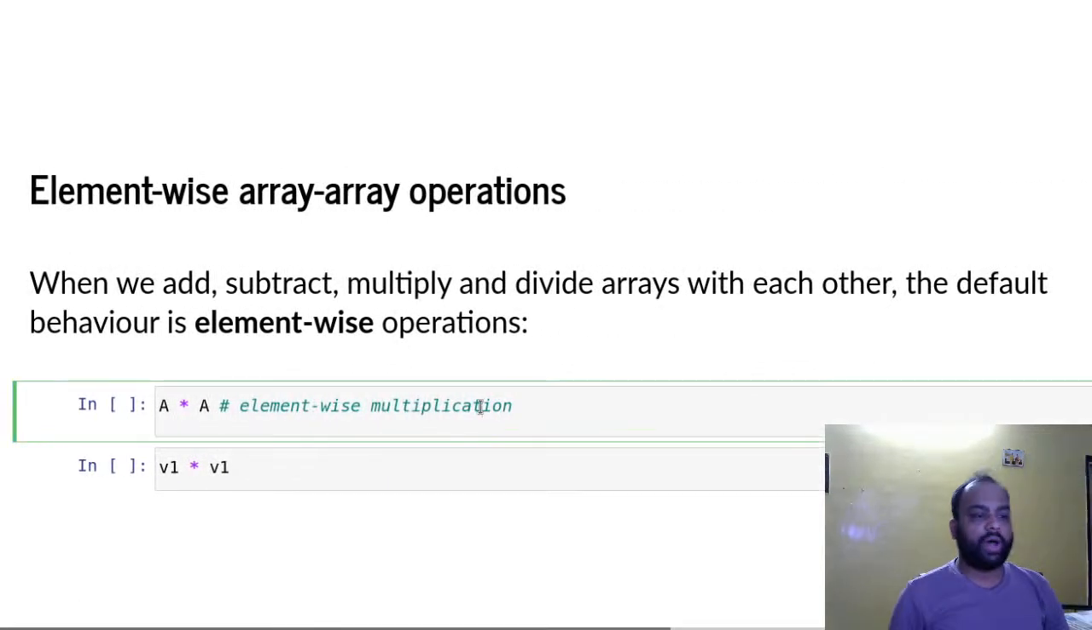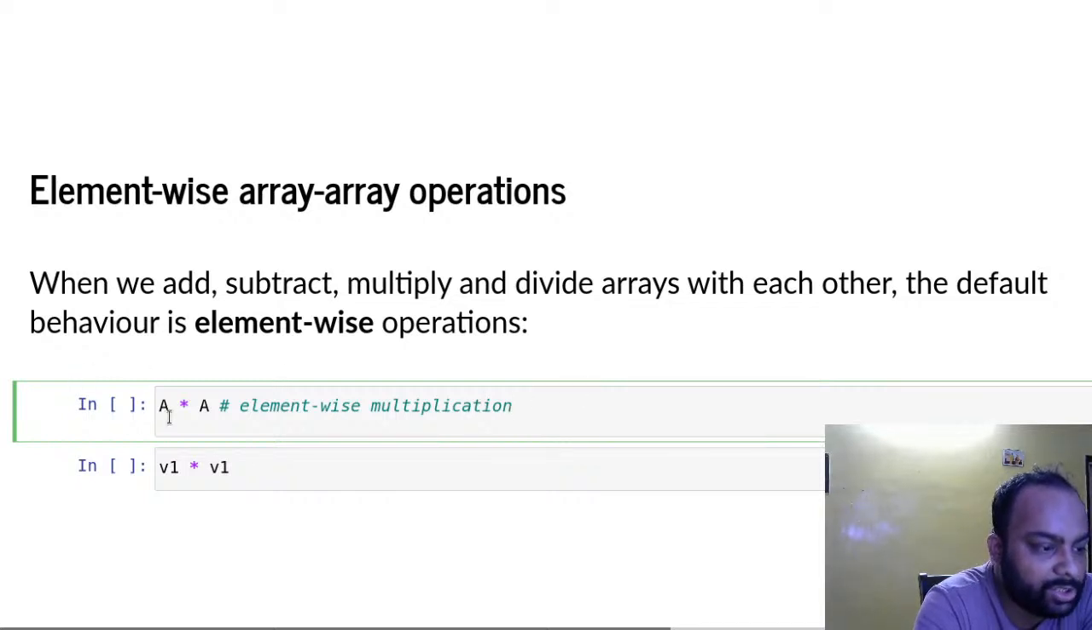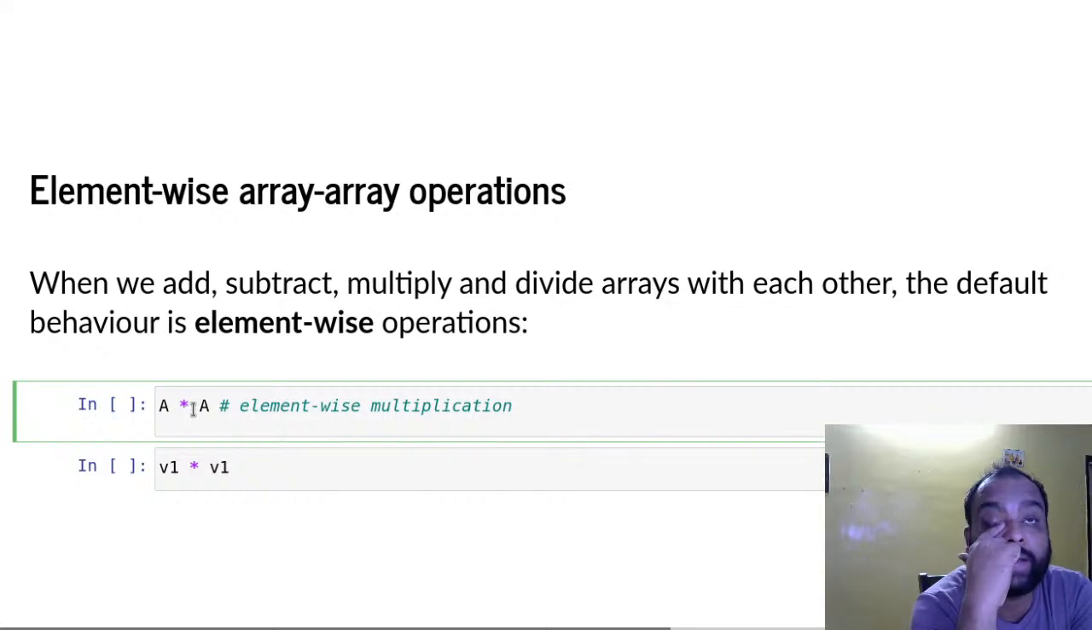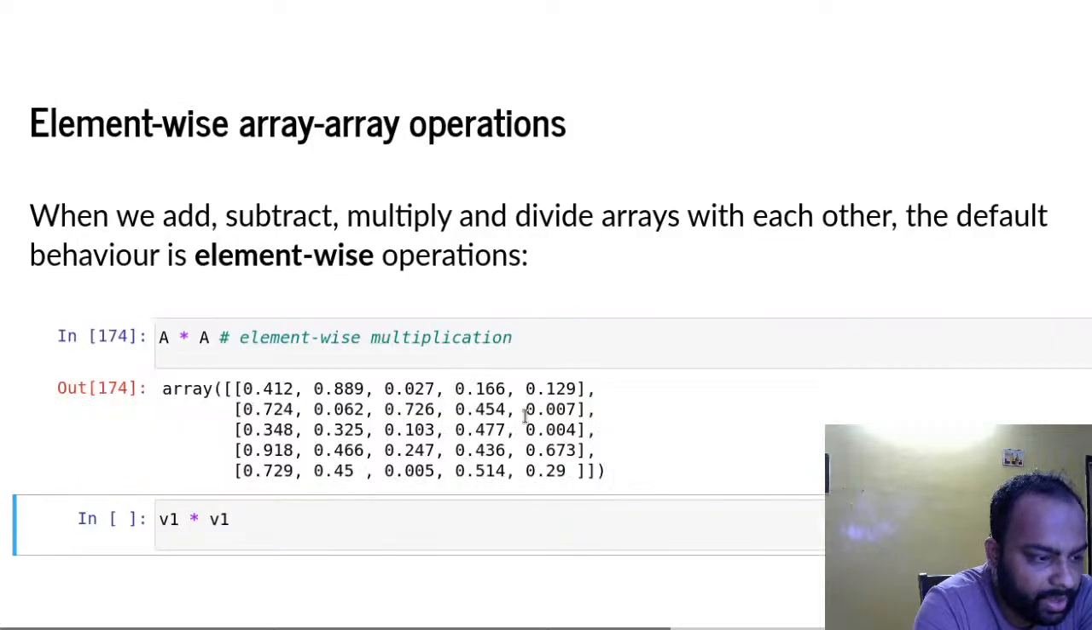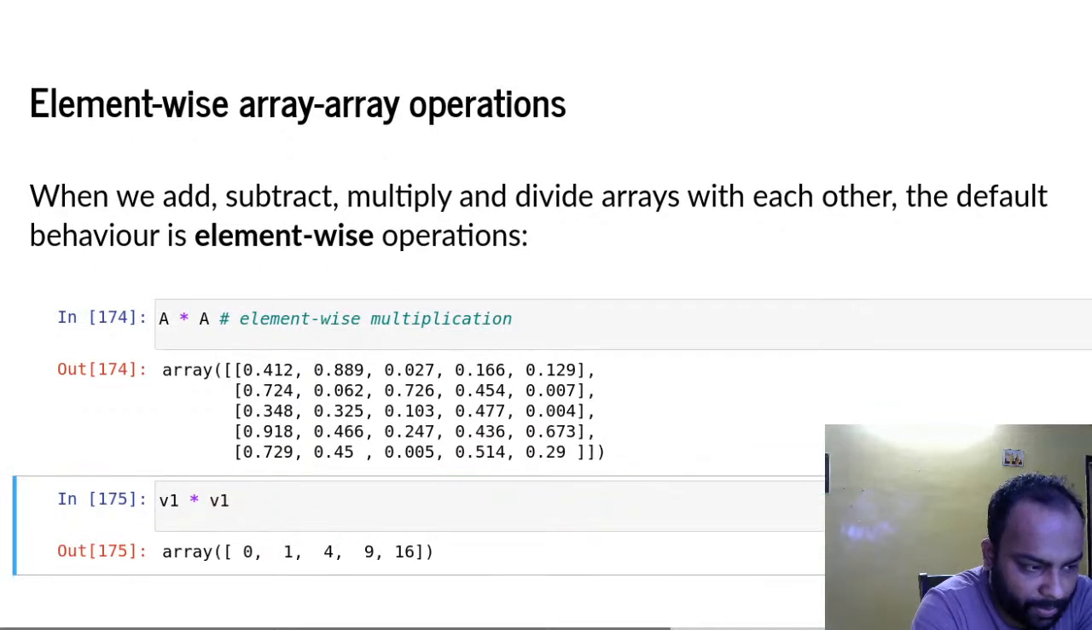I can also square a matrix. I can do A star A. Not a matrix square, but an element wise square of a matrix. That was the matrix, and we have done element wise square, so each element is squared. I'm going to show you proper examples of this.